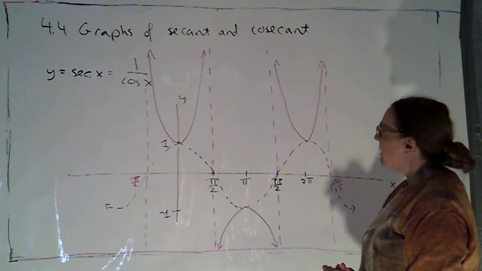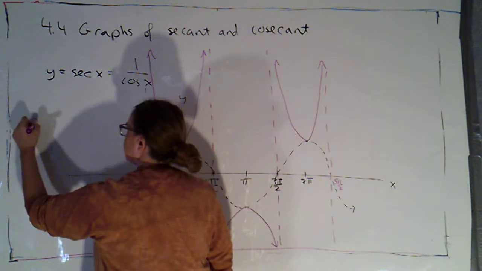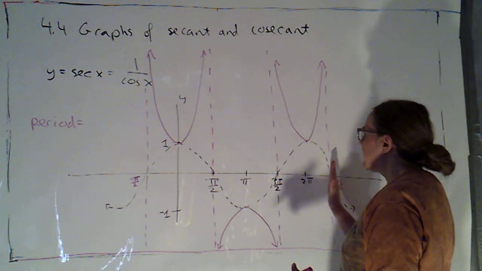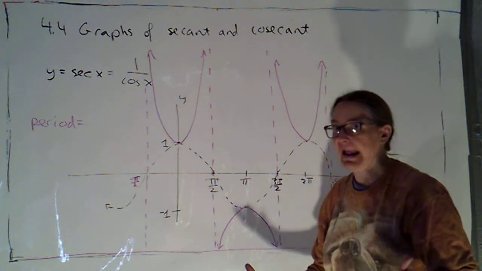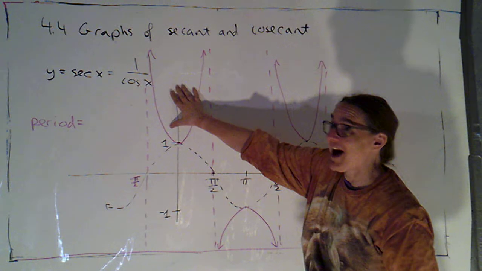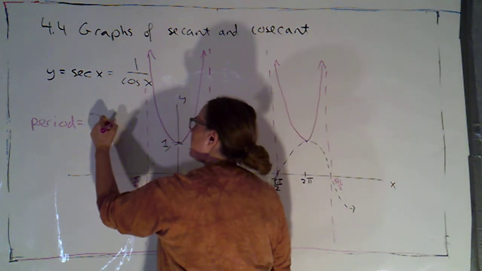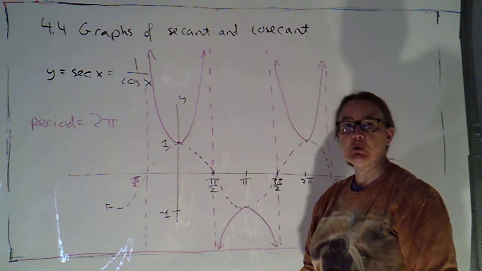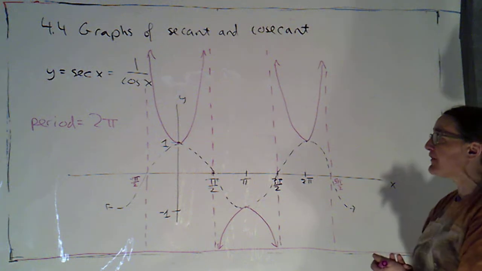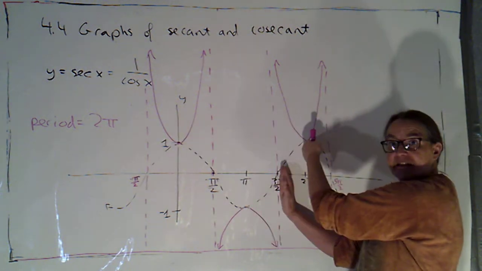Now, if I want to think about what the period of this thing is, that's going to be the length of the interval it takes for it to do its thing one full time. Its thing seems to be one positive U followed by one negative U. So the period is the same as cosine. It's going to be 2 pi. So what I have graphed here is 1.5 periods. This would be one full period. This is starting the next period.